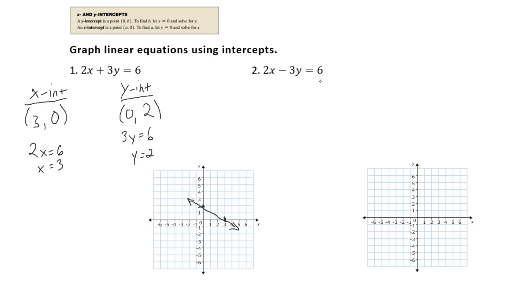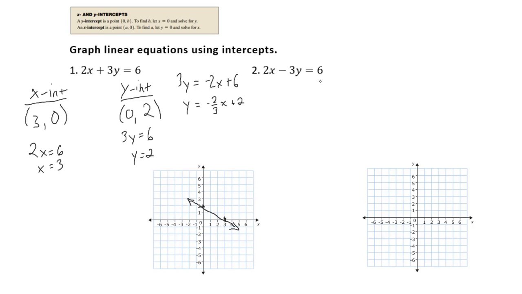Previously, we would solve this and get 3y equals negative 2x plus 6, divide by 3 and get y equals negative 2/3 x plus 2. And so you can see the y-intercept of 2 and the slope of drop 2, run 3 is there. So this is just another option for you to graph using the intercepts.